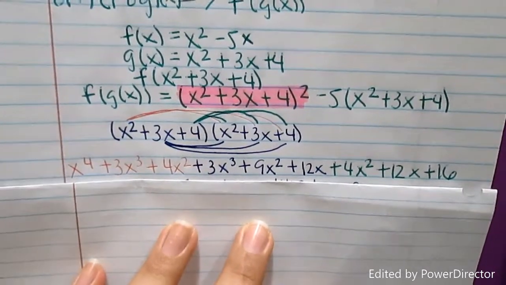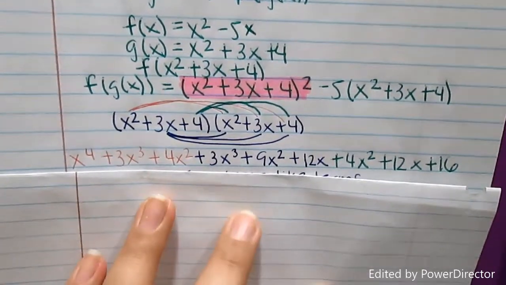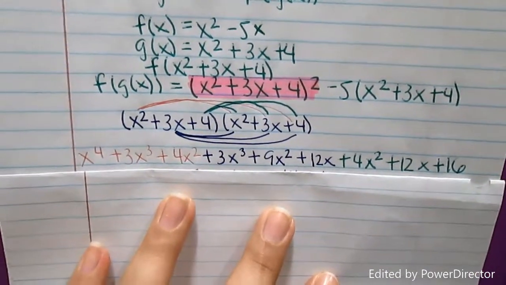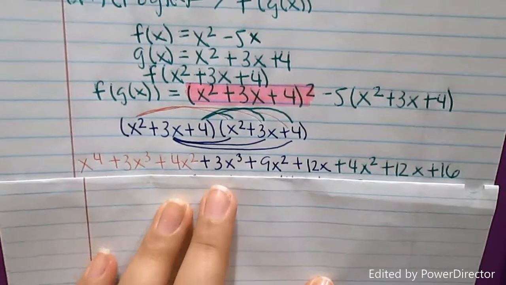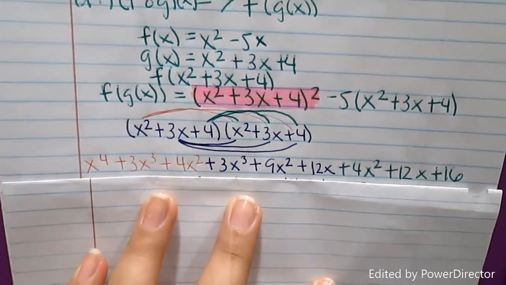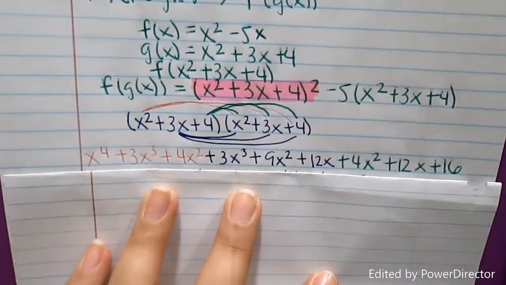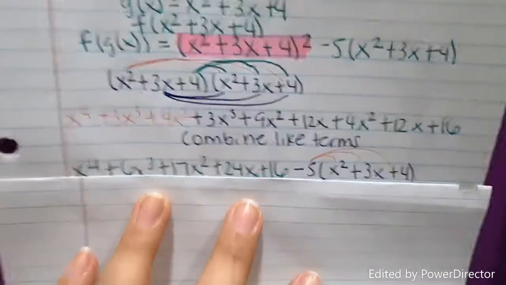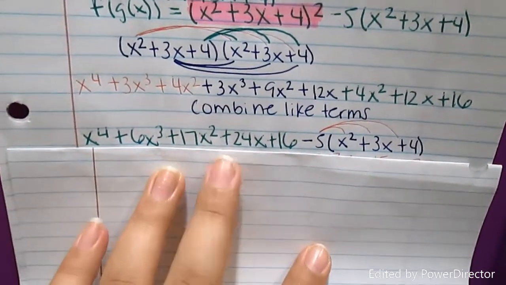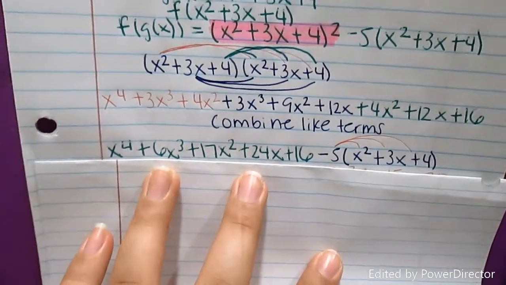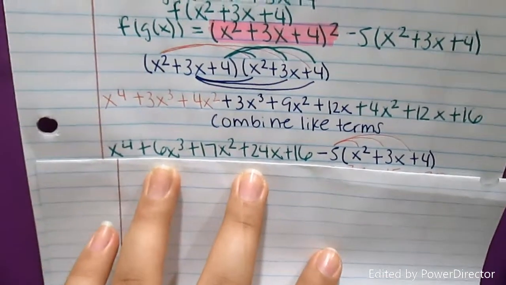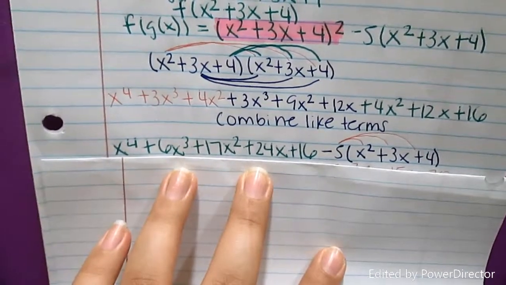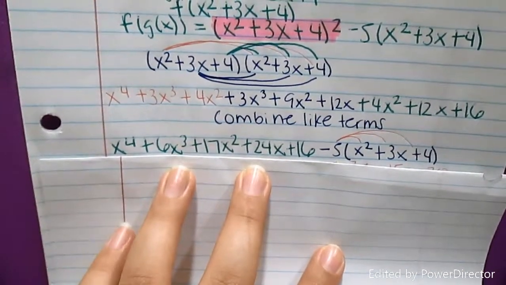Now what you want to do is combine like terms. As you can see, this 4x to the second can be added to 9x to the second, and you can also add the other 4x to the second in green, and so on and so forth. So combine like terms, and once you have the combined like terms, it should amount to x to the fourth plus 6x to the third plus 17x to the second plus 24x plus 16.